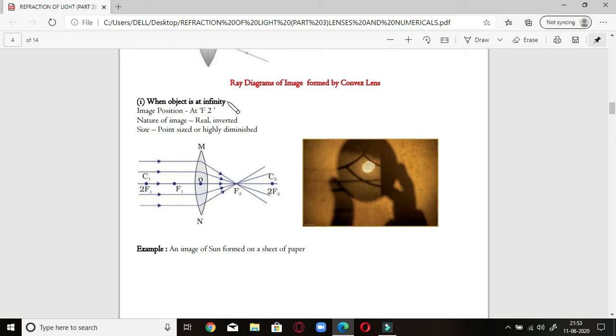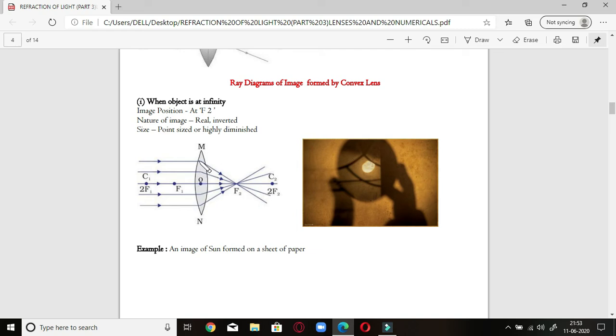Now when the object is at infinity, all rays which are coming parallel from infinity will move up to the center of the lens and will be converged at one point, that is f2. Don't forget to maintain this distance, OF1 should be equal to OF2. Okay, and then this distance also should be the same. Okay, this should be the same. So before starting any ray diagram, always make a lens with the help of a compass.